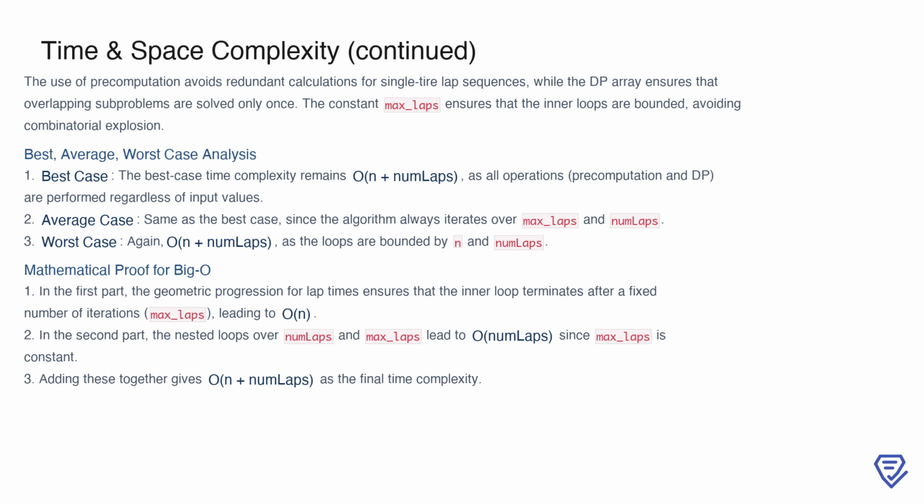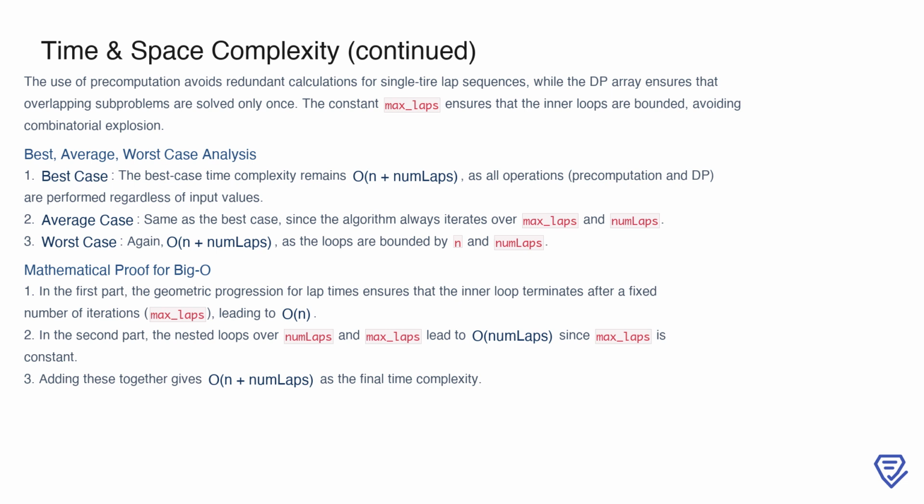In all cases, the time complexity remains O(n + numLaps), because both the pre-computation and DP steps involve fixed or bounded iterations. The same applies to the average case, as the algorithm's structure ensures consistent performance regardless of input values. In the worst case, the complexity remains O(n + numLaps) as well, since the loops are strictly limited by n, numLaps, and the fixed constant max_laps.